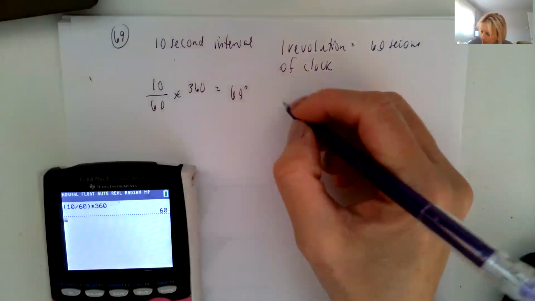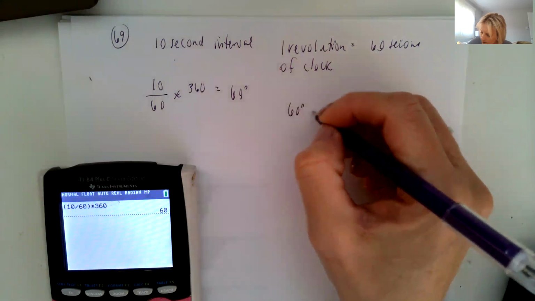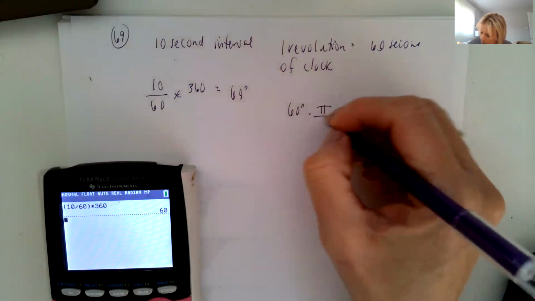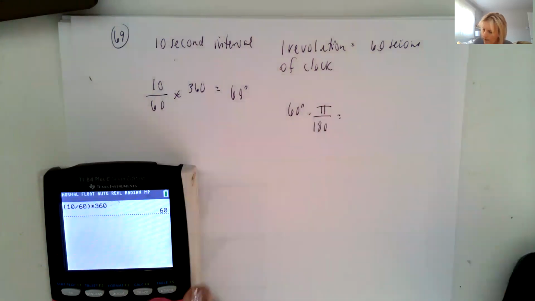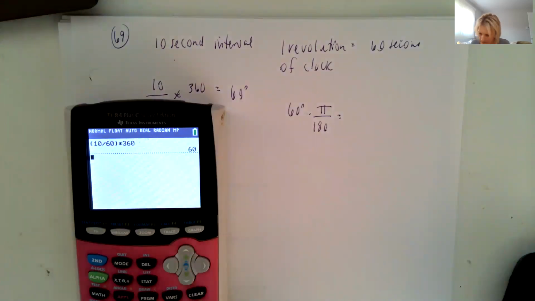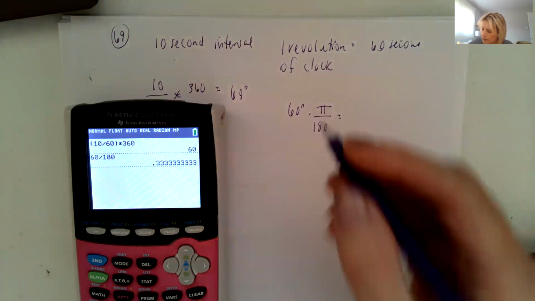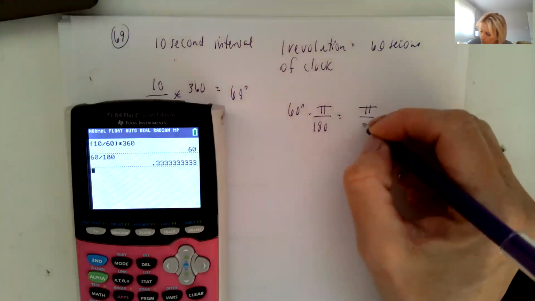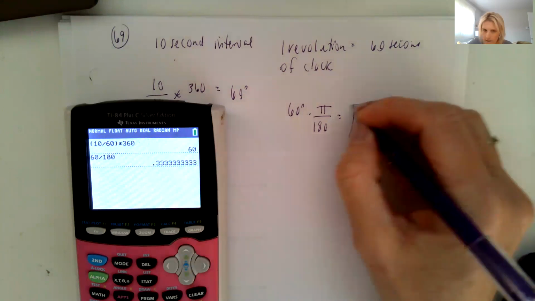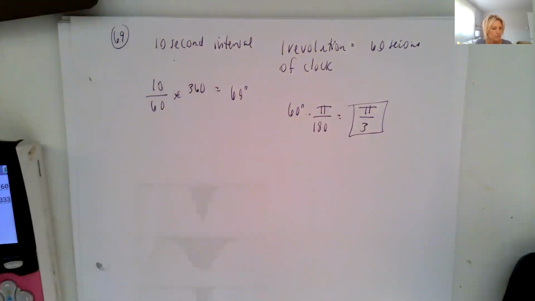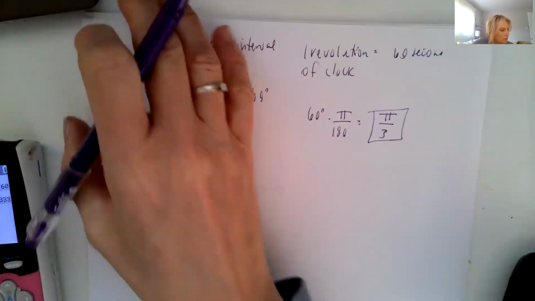And then in radians, that means 60 degrees times pi over 180 is 60 divided by 180, which is 1/3. So that's pi over 3. Is number 69. So these definitely kind of challenge our thinking a little bit from what we've been working with.